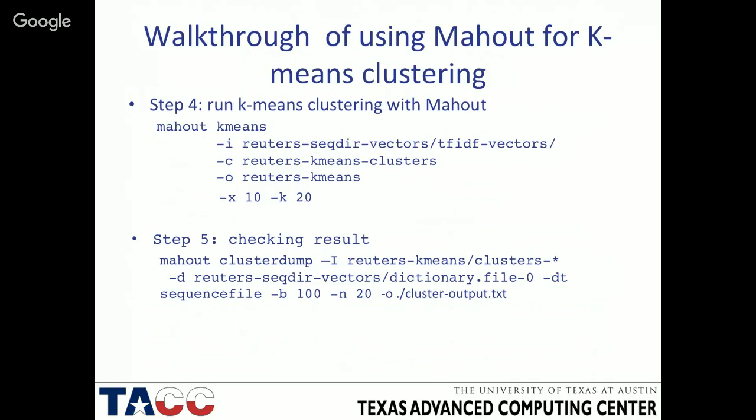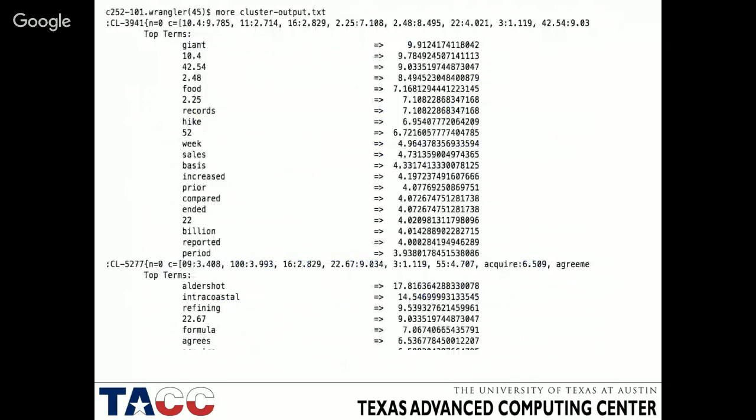Step 4 is the step to run the actual clustering algorithm. Step 5 is a way you can dump the result out from the Hadoop cluster to your local file system. You can do a check. If you dump them out, it looks something like this. Each cluster is one group. It tells you what the top terms in there are and what the statistics of the computation are.